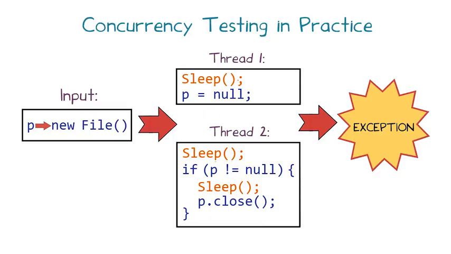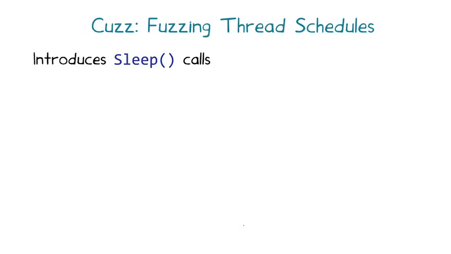Note, however, that unlike in the case of the Unix fuzzing experiment, where we fuzzed program inputs, here we are fuzzing the thread scheduler. This is the key underlying the concurrency fuzzing tool from Microsoft called Cuzz. The idea behind Cuzz is to automate the approach of introducing sleep calls in order to find concurrency bugs more effectively.